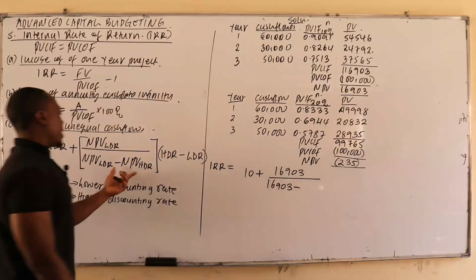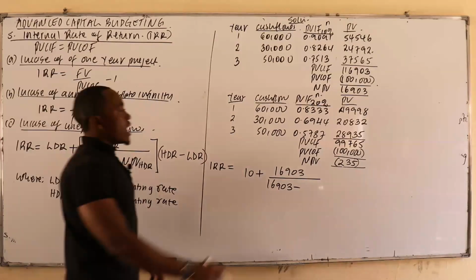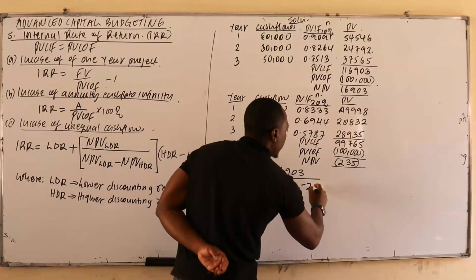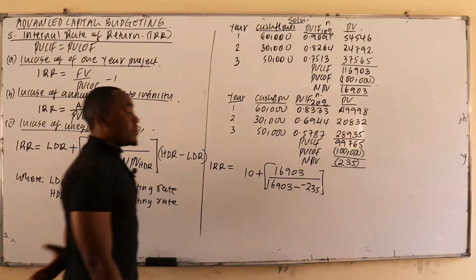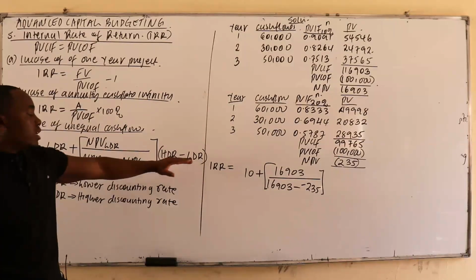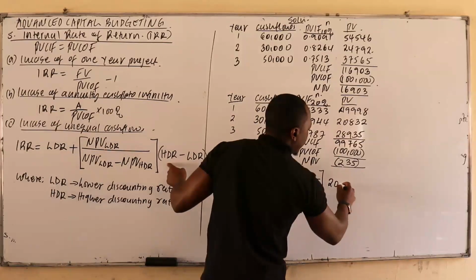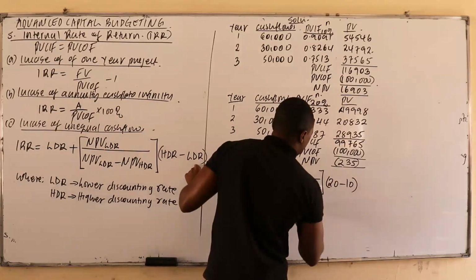Then you minus NPV using the higher discounting rate. The higher discounting rate was 20%, in which the NPV was negative 235. Then all of it you multiply by the higher discounting rate less the lower discounting rate. The higher discounting rate we have used is 20%, and the lower discounting rate was 10%. Kindly use your calculators.